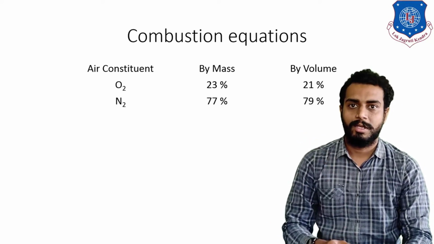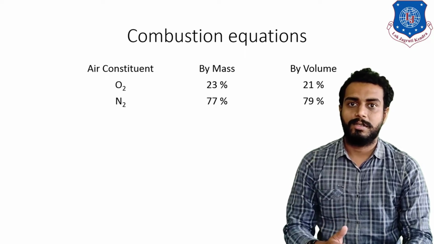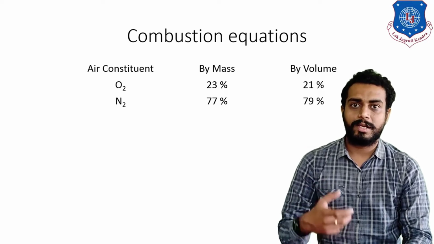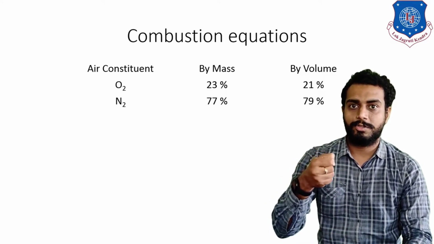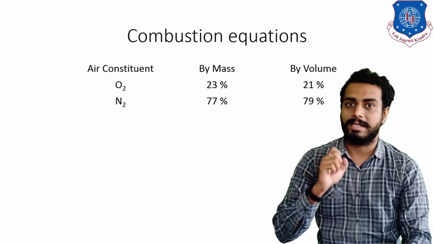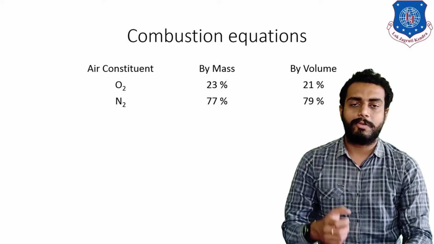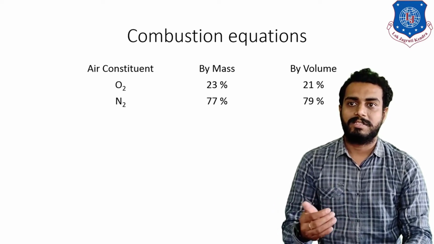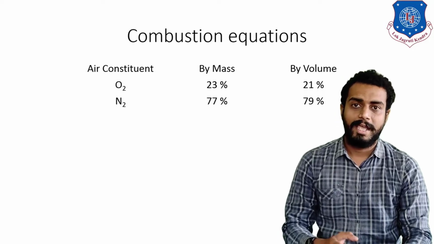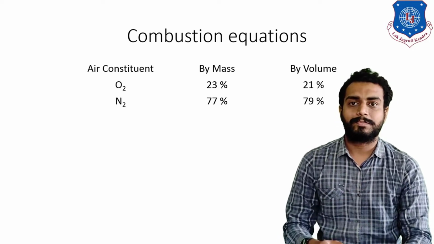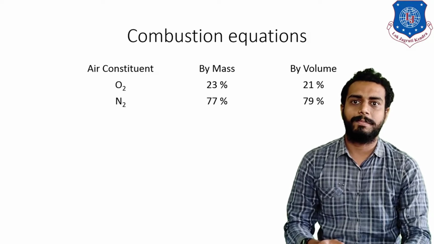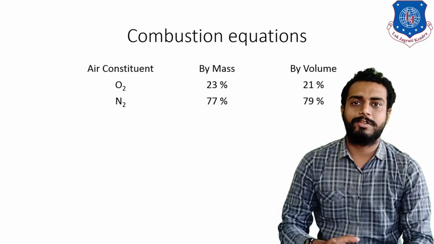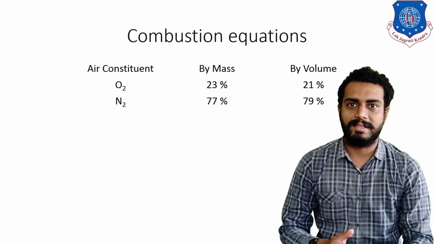Before understanding combustion, let us understand the constituents that are used for the supply of complete combustion. As you can see on the screen, the table is of air constituents. Air is made of two gases, oxygen and nitrogen. Oxygen is present 23% by mass and nitrogen 77% by mass. By volume, oxygen in the air is 21% and nitrogen is 79%. Keep these values in mind because they will be helpful in solving examples.